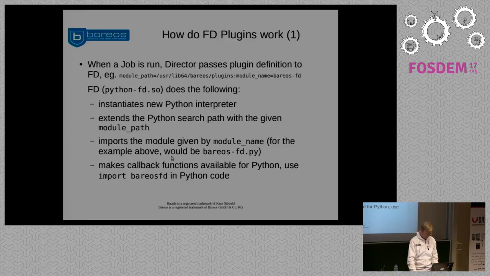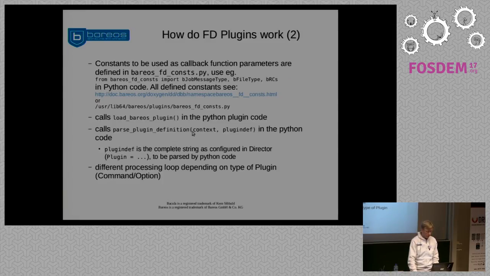Then this is the entry point, which must be available, the callback functions. It works like that: the C part calls Python functions. We also call them hook functions. There are also a lot of constants defined, which must be used within the Python code. We'll see an example a bit later. Then the next step is that it calls the load_bareos_plugin in the Python plugin code. And then it calls parse_plugin_definition, which then parses the plugin string, which we pass in with our custom parameters.